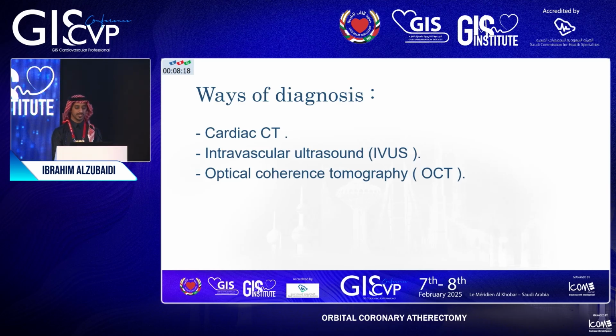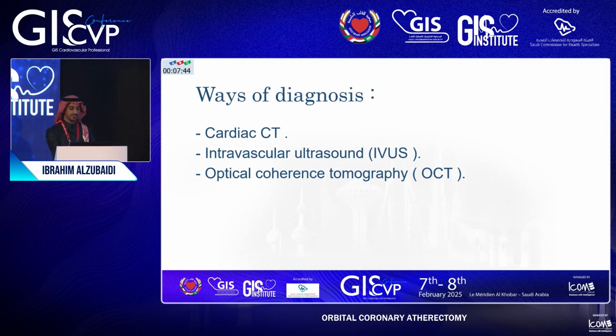So for diagnosis, we have cardiac CT. Cardiac CT is a non-invasive procedure, and based on the findings on the Agatston scale, we can say that the calcification is either mild, moderate or severe. From 1 to 99 on the scale, we consider it mild calcification. From 100 to 299 is moderate, and 300 and above we consider severe calcification.